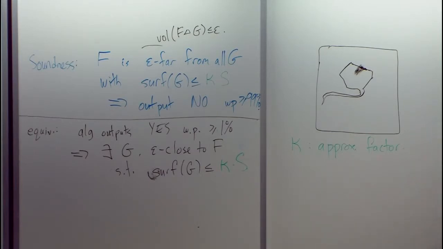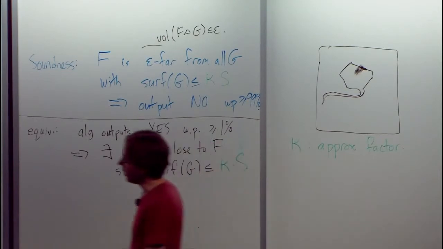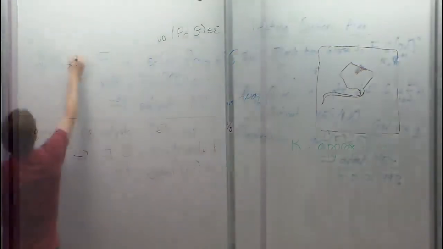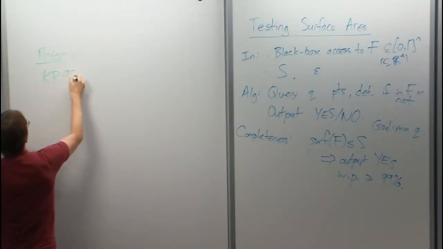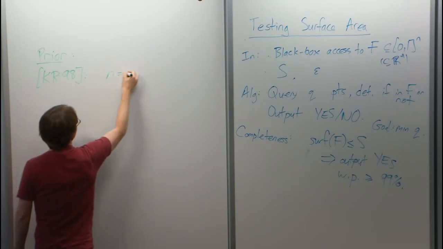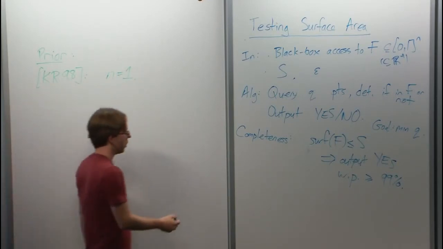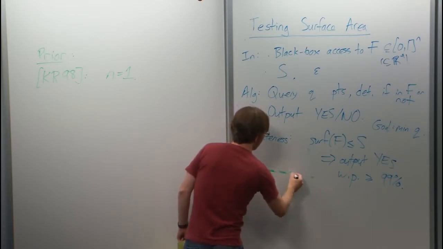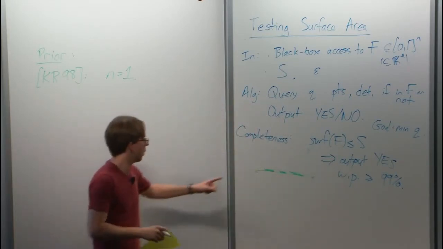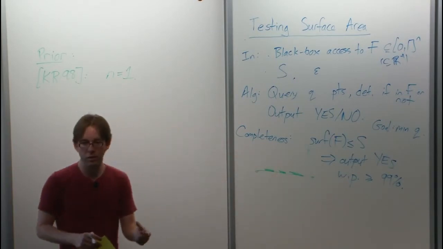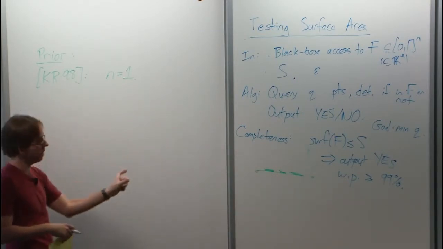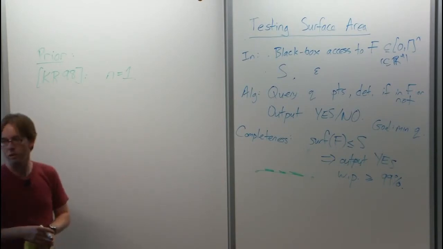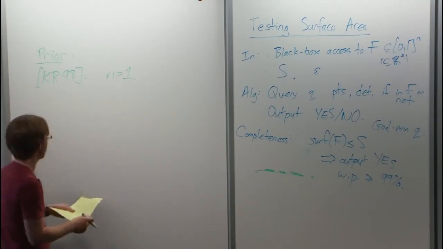Okay, so let me tell you about prior work. This problem first appears in a work of Kearns and Ron from '98, just in the case n equals 1, which is still non-trivial. n equals 1 means you have a set that's somewhere contained inside the interval. Maybe it's this. And its surface area is just the number of endpoints, or twice the number of intervals. So this is the problem of being given black box access to a subset of the line, and you want to test whether or not it's a union of at most S over 2 intervals.